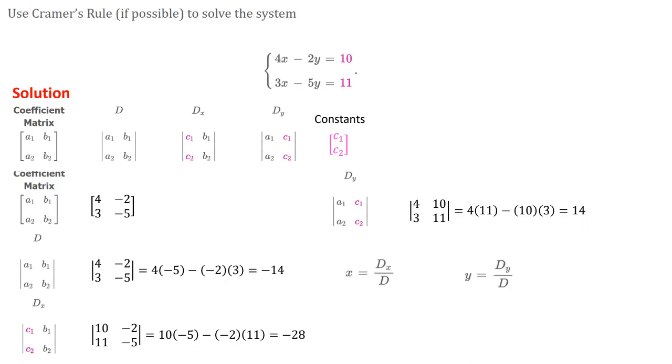And now we're ready to solve the system. So x is equal to dx divided by d, and y is dy divided by d. So x is equal to -28 divided by -14. Those are the determinants that we found. And so x is 2, and then dy was 14, and d was -14, so we end up with y equal to -1. And that's going to be our solution to that system.